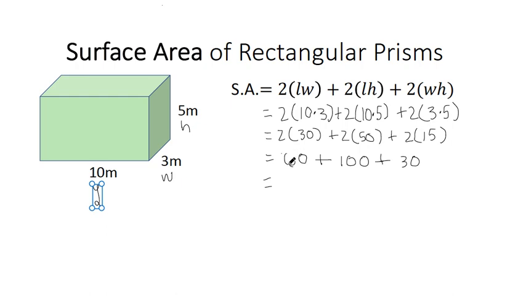Let's see, I know that 60 plus 30 is 90. And I know that 100 plus 90 is 190. All right, I do have my units, that's meters. And because I'm dealing with area, it is squared. So the surface area of this rectangular prism is 190 meters squared.